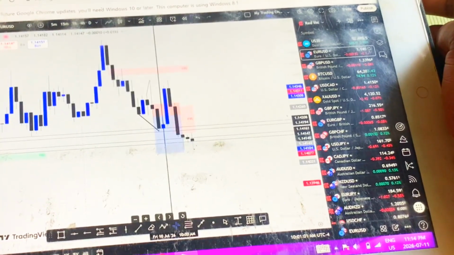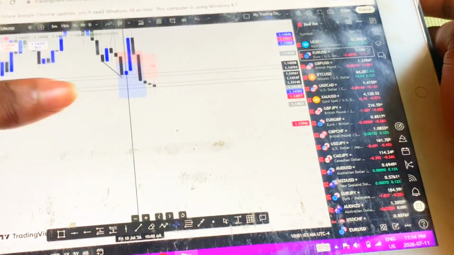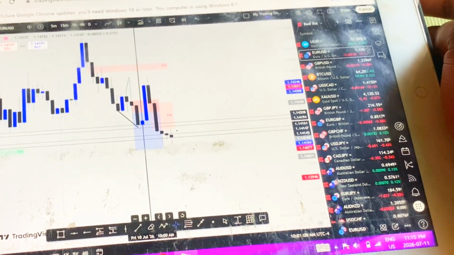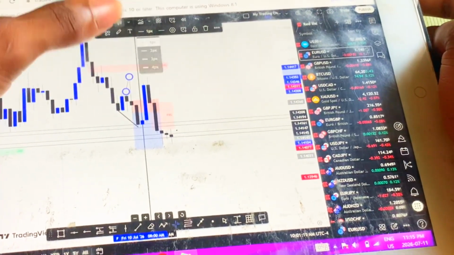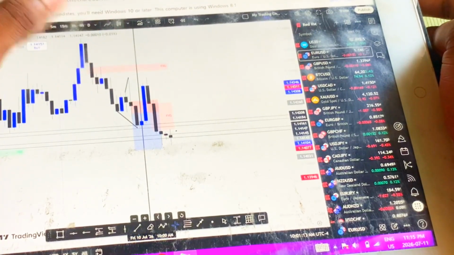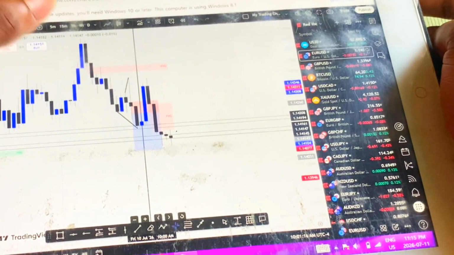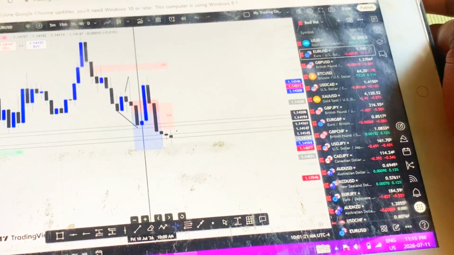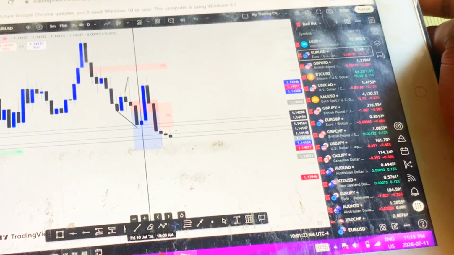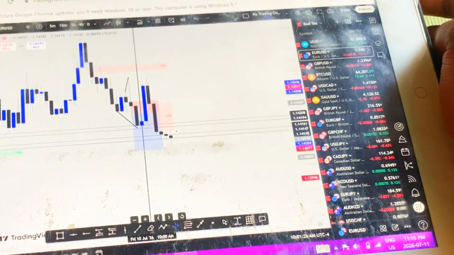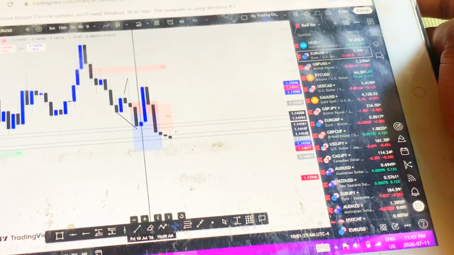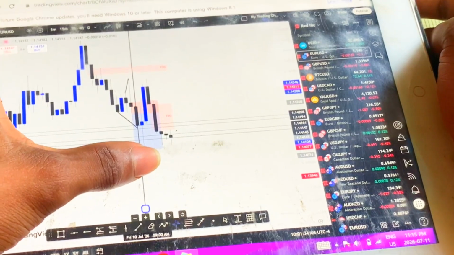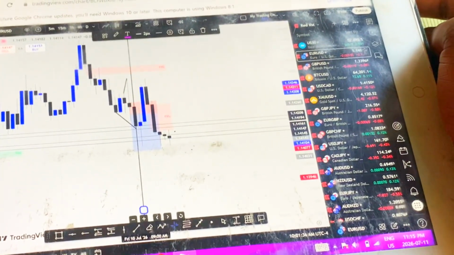After I see that, I go to my 1 hour time frame to look for any SMT, and on the 1 hour time frame there was an SMT right here. So there was an SMT. EURUSD swept both the high and low of the last candle, and GBPUSD failed to sweep the high but swept the low. I should have traded GBPUSD, because GBPUSD is the one that failed.